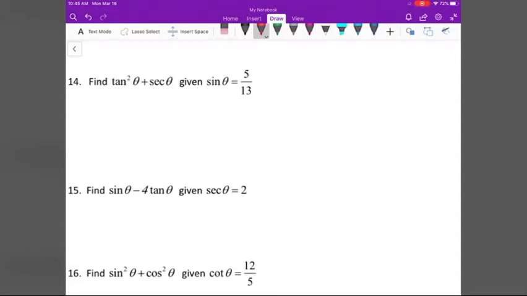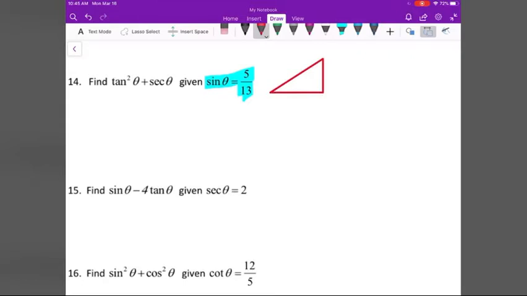All right, so what we're going to do in this next part of this assignment is take the relationships that we've been working with for the last little while and apply them to what we call trig identities. So we're going to start with number 14 here, and notice it all begins with sine theta is equal to 15 over 13. So what we're going to do is make a right triangle.